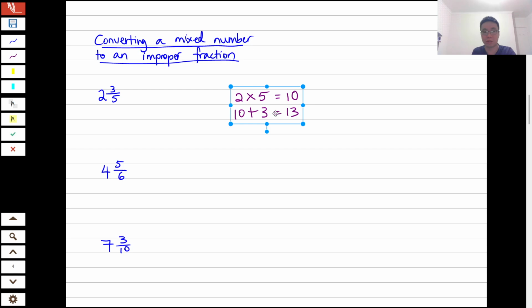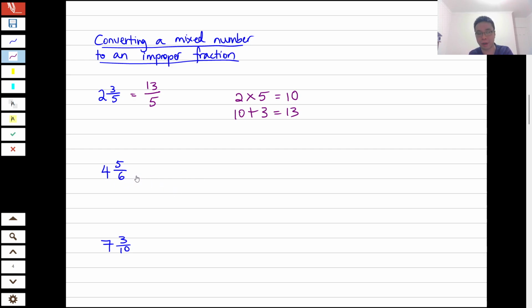And so 2 3/5 is the same as 13/5, or 13 on 5. That's all you've got to do. So I'll quickly do the next 2 examples.